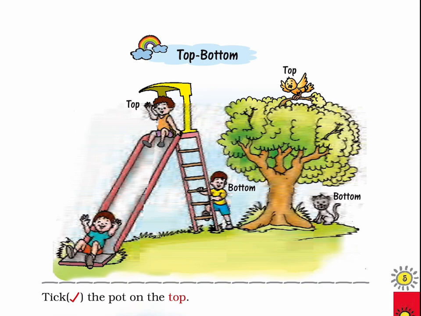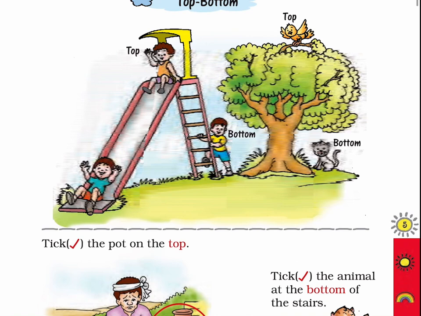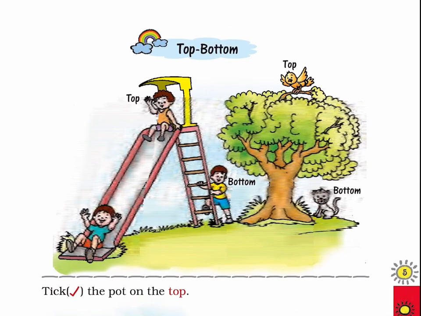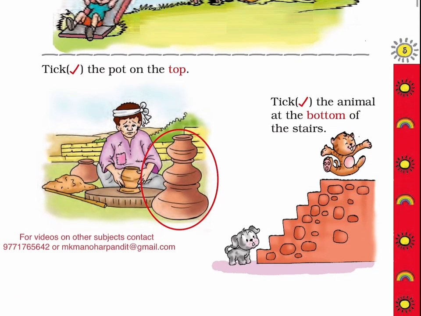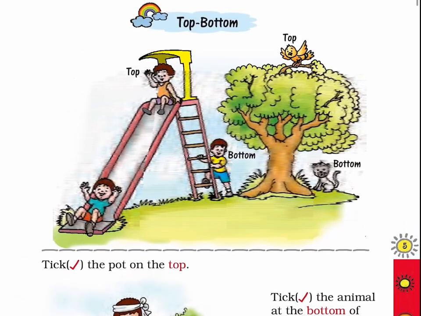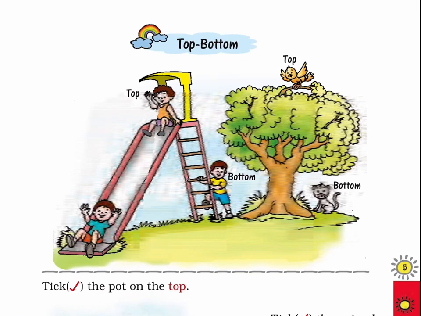Object 2. Slides. Slides are a type of swing in which children climb ladders from one side to reach the top of a ramp and slide down to reach bottom. Object 3. Pot. A pot is an earthen vessel, and the person who makes a pot is called potter. Object 4. Bird. Bird is a small animal that has wings, feathers, and it can fly.